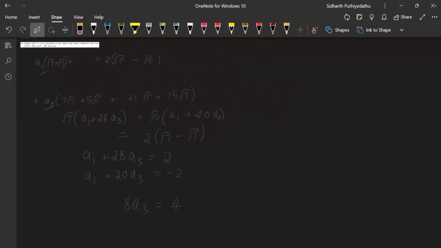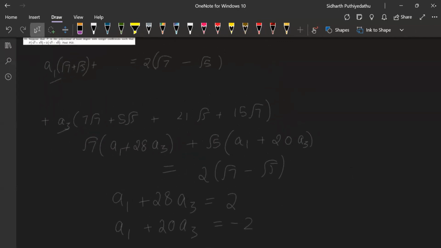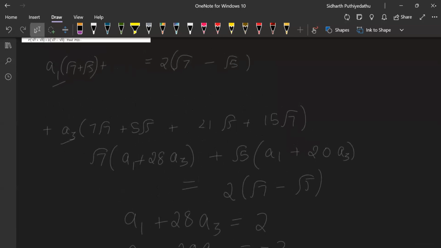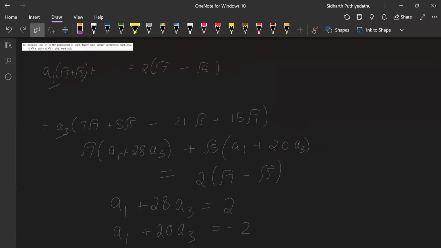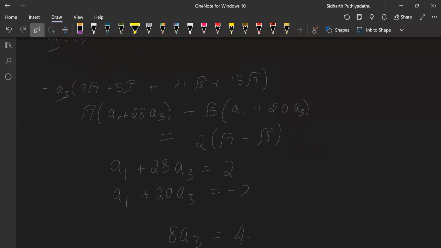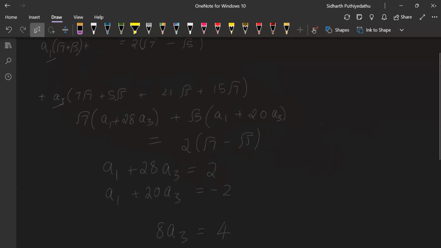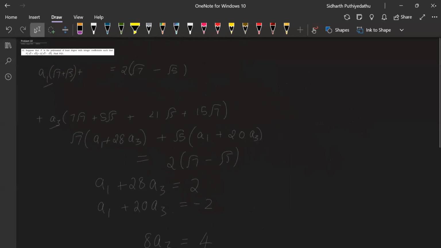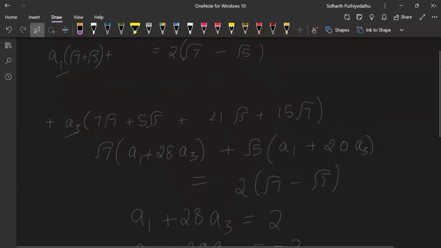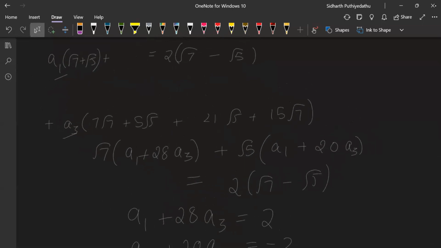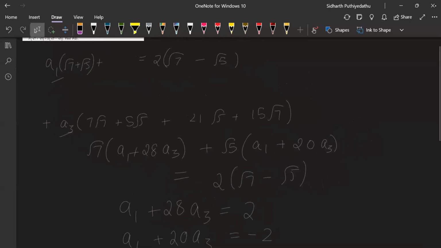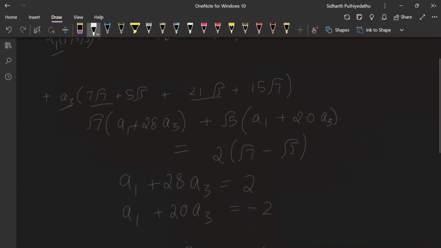And I think I made a mistake, actually. Let me just check my calculations again. Yes, so the equations are wrong. So you can't add these two. One is √7, one is √5. Yeah, sorry about that.